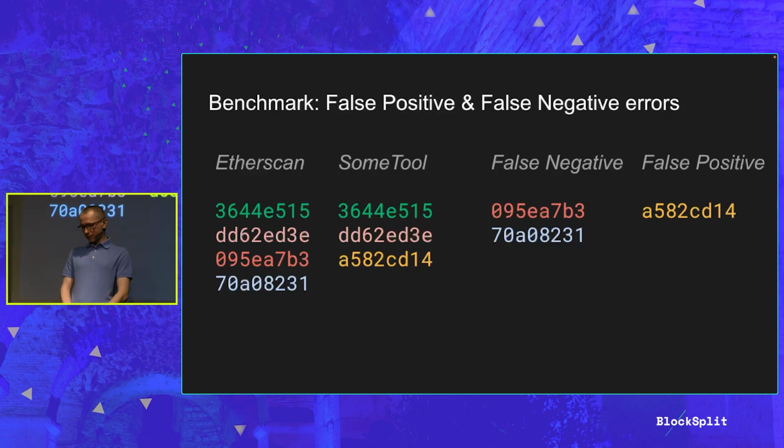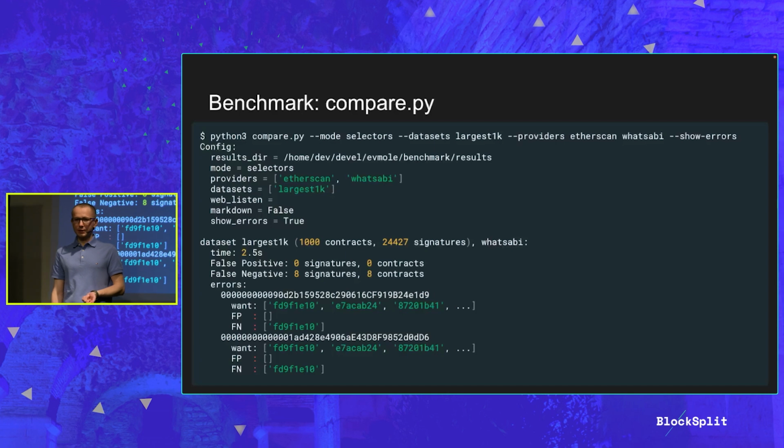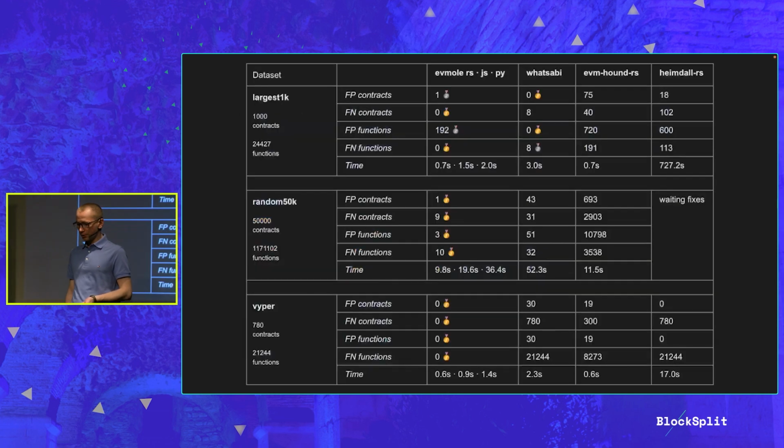Two false negative errors: two selectors which exist in the Etherscan output, our ground truth, but are lacking in the tool output. And one false positive, which exists in the tool output, but it shouldn't be there because it doesn't exist in the ground truth. So I wrote another script which compares results from the ground truth and the results from the tools, and it shows the errors, and now we can see the results of benchmarking all existing solutions.